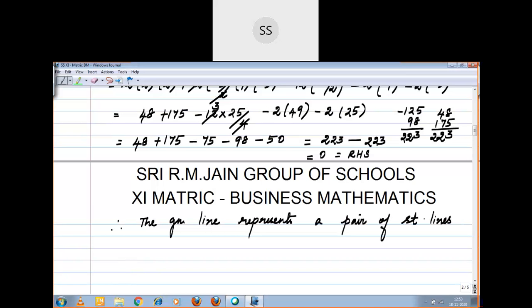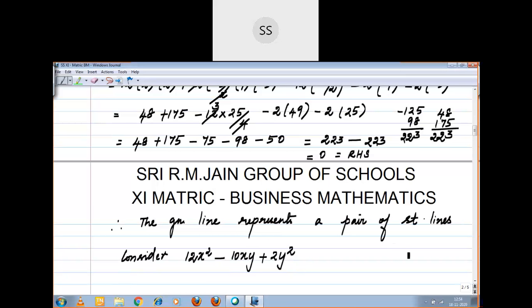Then they are asking to find out the separate equations. For that, you have to consider the first three terms alone. What is it? First three terms. Consider 12x square minus 10xy plus 2y square. That portion alone. The first three terms of the given equation you have to consider.